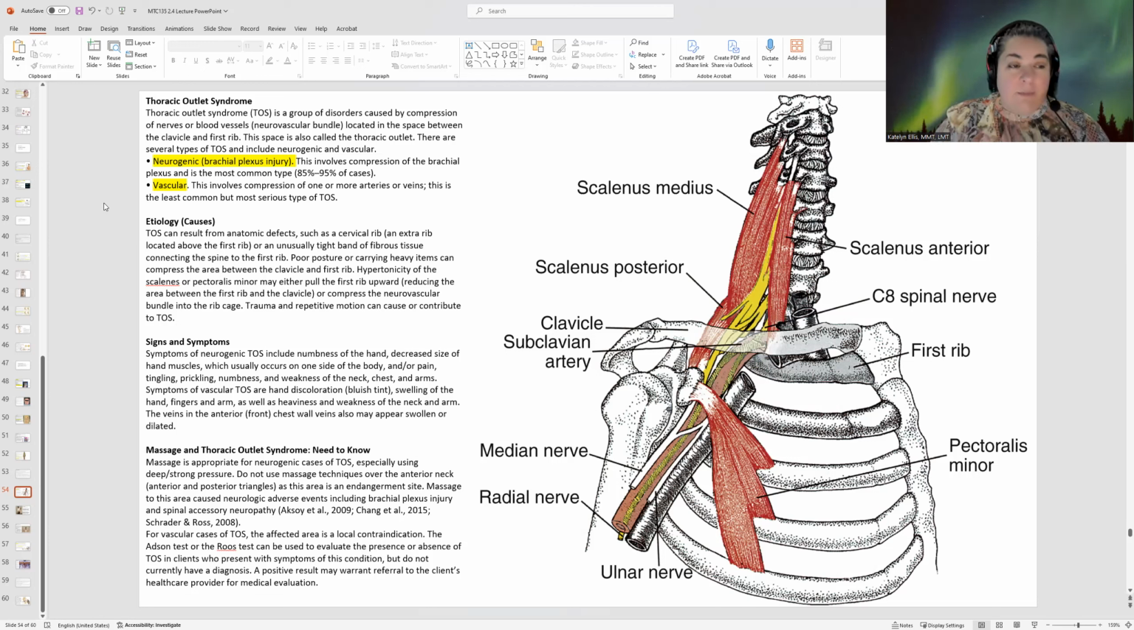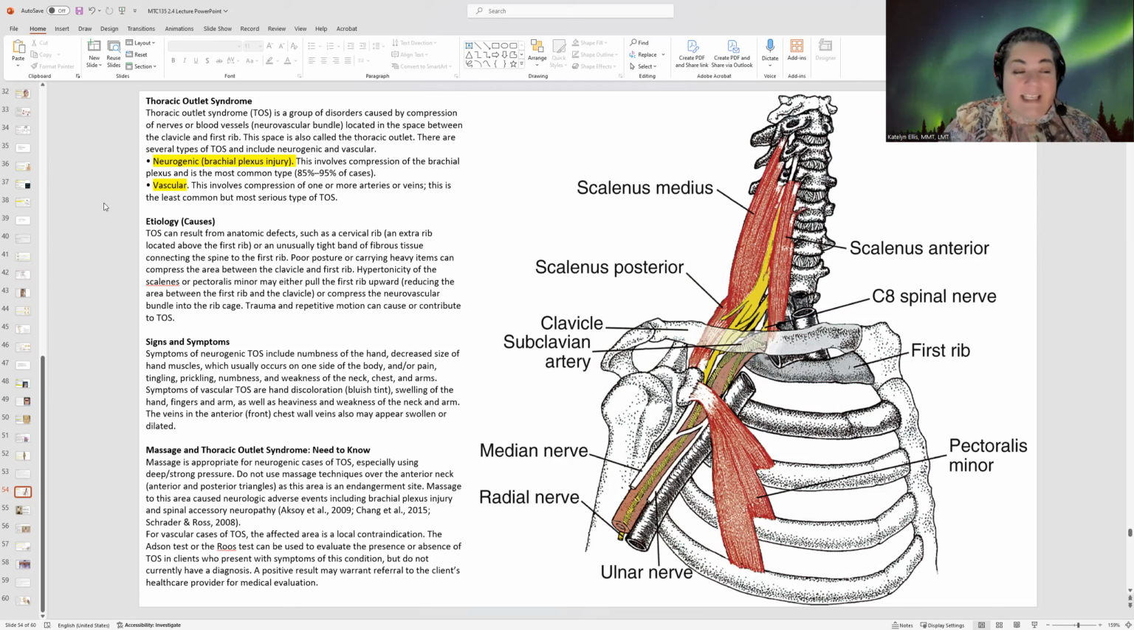Neurogenic is when it's affecting the brachial plexus with an injury, and this involves compression of the brachial plexus and is usually the most common type of thoracic outlet syndrome. Vascular involves compression of one or more of the arteries or veins. It is the least common but much more severe type of thoracic outlet syndrome. You could have an anatomical defect that causes this, or poor posture. Carrying heavy items can cause a problem compressing the area.